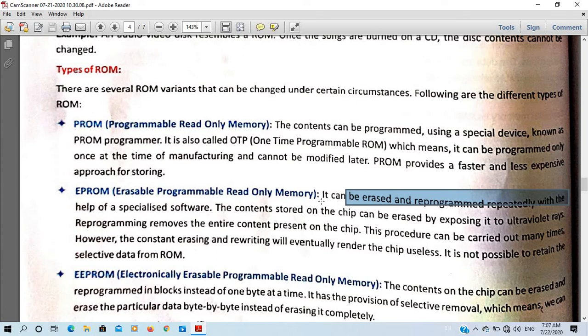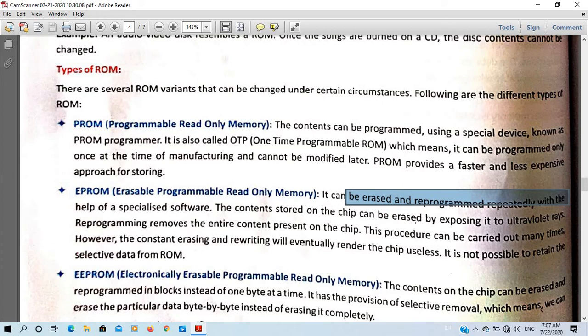Okay, so it can be erased and repaired with the help of a special software known as... I don't remember the name of that software. You have to find it and tell me in the comment section what software we can use for erasing and programming of EPROM.